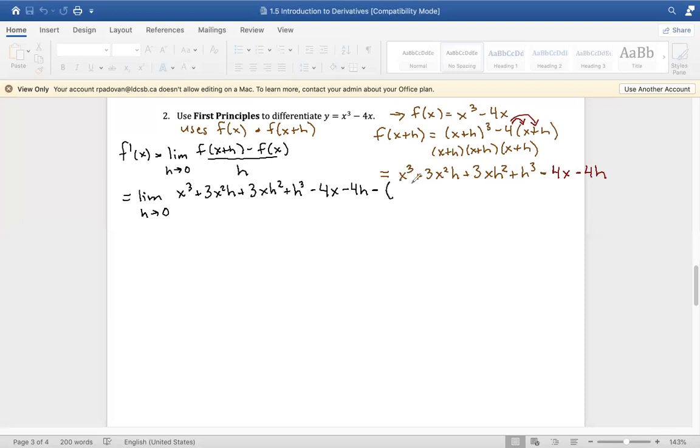When I take away, I'm going to put a bracket. What is f of x? Take away x cubed minus 4x. This whole long thing, all over h.